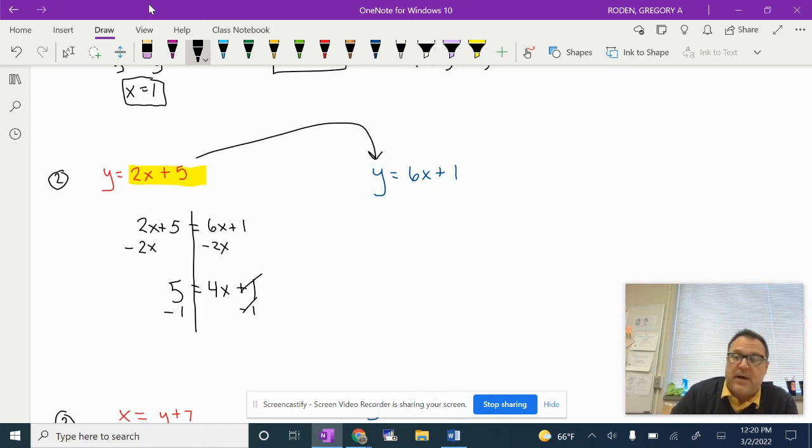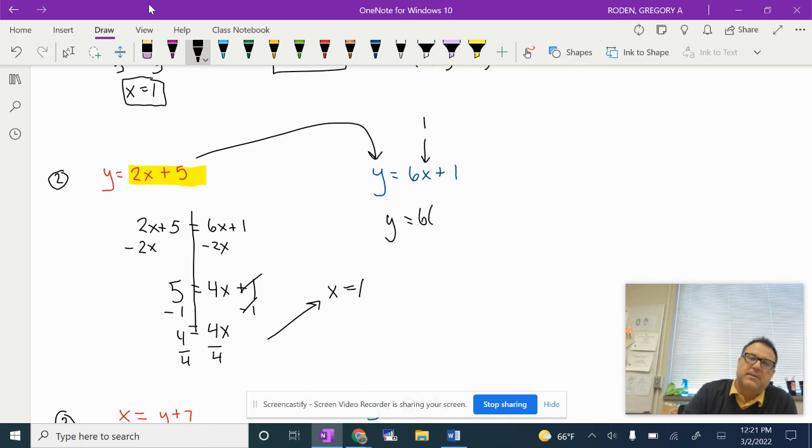And then those cancel out. And then I get 5 minus 1 is 4. So I get 4 equals 4x. And then I'm just going to divide both sides by 4. And I get x equals 1. Okay? Now, once I know that x equals 1, I can put it into either one of these equations. I'm going to put it into this x right here in this blue equation. So now I have y equals 6 times 1 plus 1.